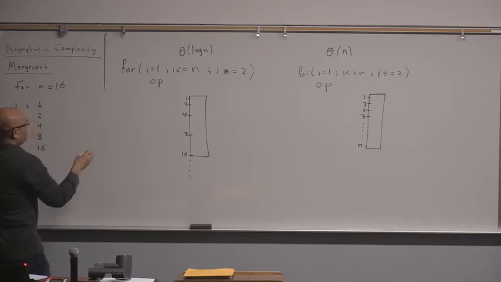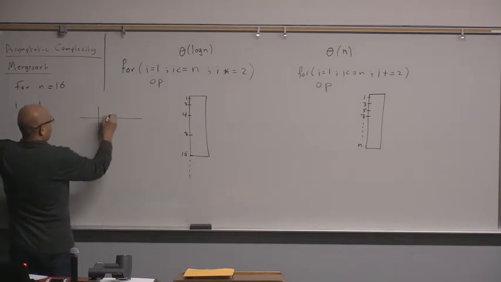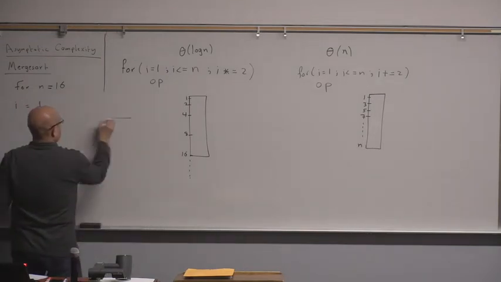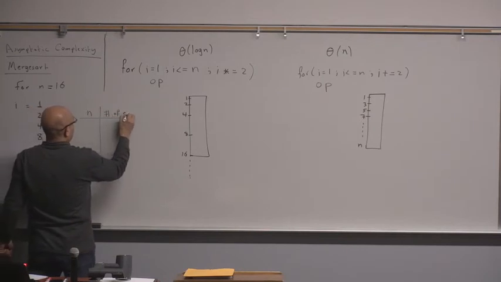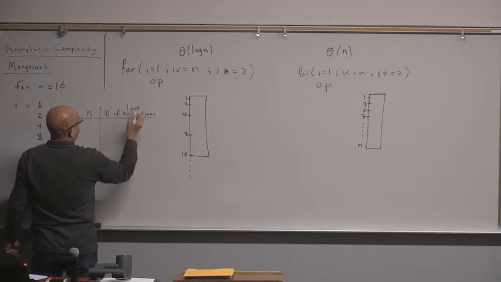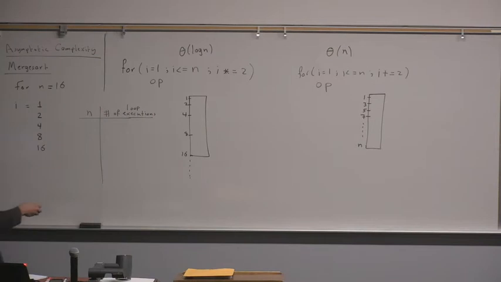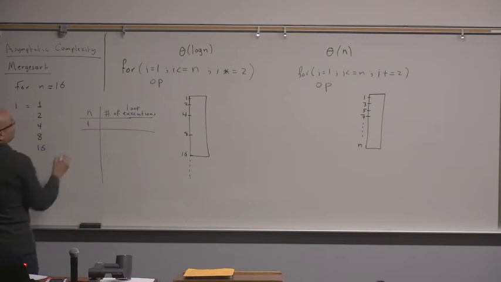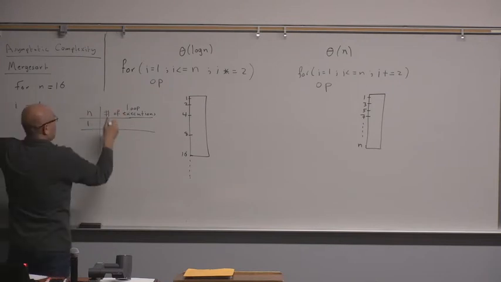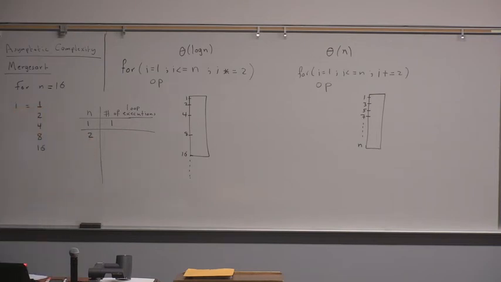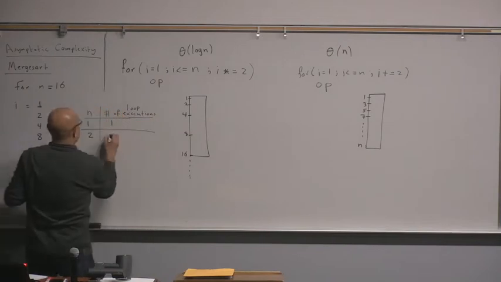Or maybe we can just draw a table. So n and number of loop executions, how many times the loop will get executed. So if n is 1, then the loop would get executed once. If n is 2, the loop will get executed twice.